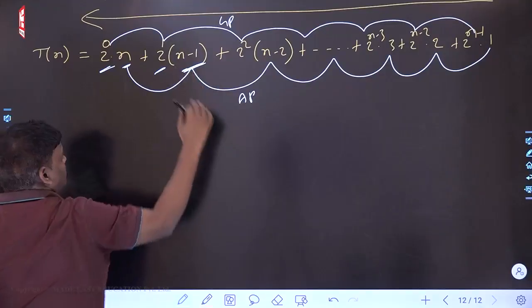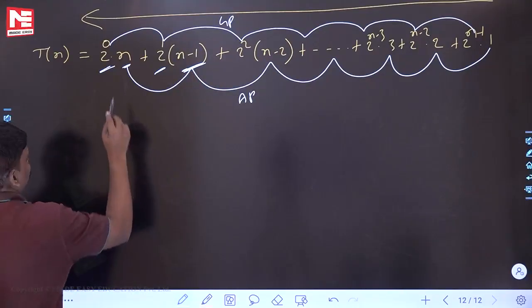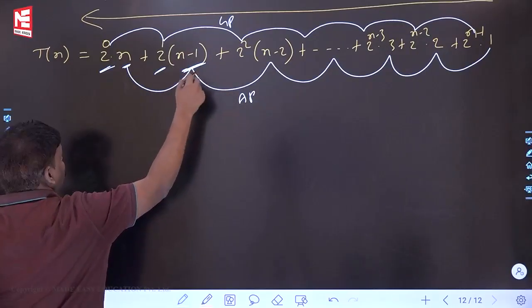Everything is fine now. See the next story. How to convert the APGP? Now, very simple. If you want to convert to APGP, if you want to solve the APGP series, very simple.